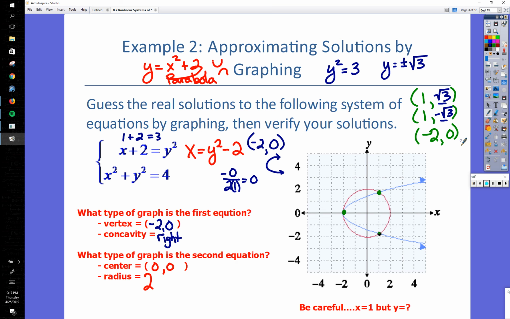So we end up getting those 3 solutions. So be very careful on those. Don't assume too much. The x values should be hopefully obvious. The y values you may have to spend time finding.